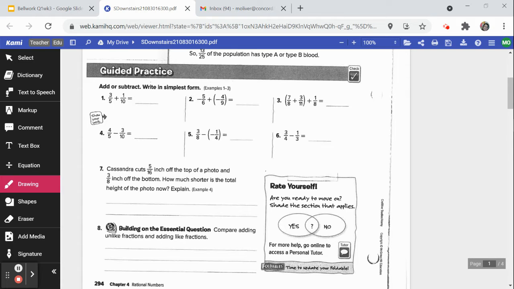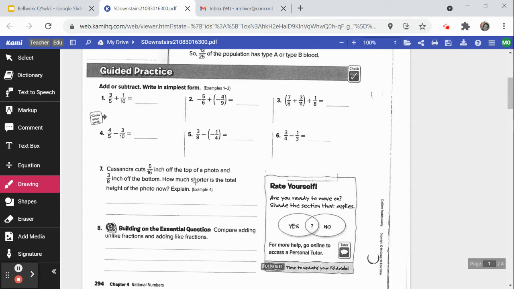Do we have addition signs? If not, we need to add the opposite to make an addition sign. And we're also checking to see if there are common denominators or not. All of these have different denominators, so they're not alike. So we have to make sure we change them.